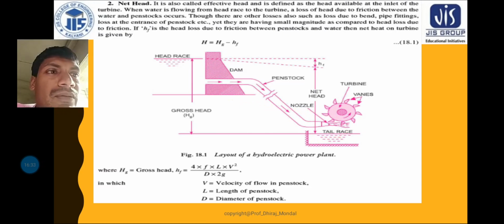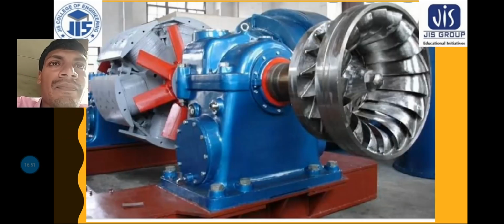This is the outlet of the turbine also. And HF is the frictional head loss. This one is your penstock. Net head is this after deducting this HF, and this one is your turbine. This is your turbine wheel. This is called runner. This is called shaft. Now here you can see this is another turbine, and here the water is striking and we are getting the electrical output.